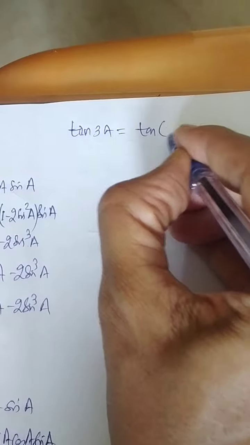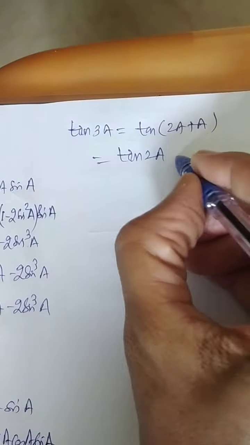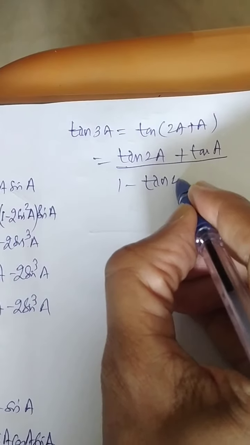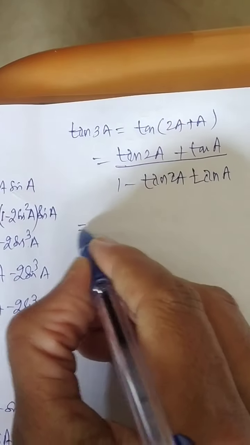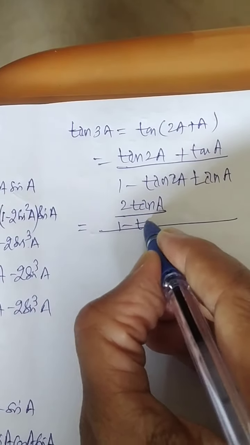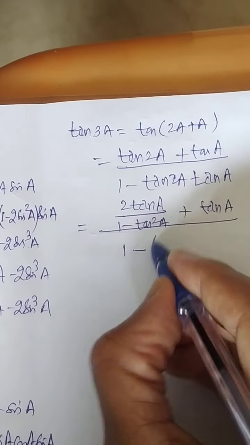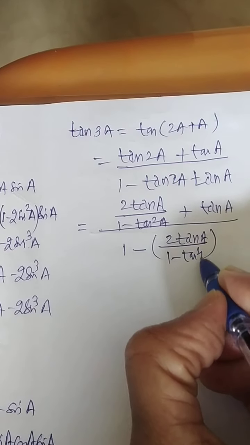Similarly, we try for tan. Tan of 3a is equal to tan of 2a plus a. Now it can be written as tan of first term plus tan of second term upon 1 minus tan 2a into tan a. Now the tan 2a formula is known to you. It will be 2 tan a upon 1 minus tan square a, plus tan a, over 1 minus 2 tan a upon 1 minus tan square a times tan a.